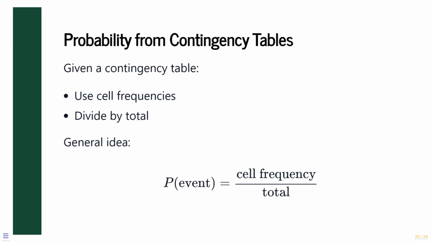Finally, let's discuss probability from contingency tables. When we have data organized by two categorical variables, we can estimate probabilities directly from cell frequencies. The basic principle is simple. Divide the count in a cell by the total number of observations. This allows us to compute marginal probabilities, joint probabilities, and union probabilities using real data rather than theoretical models.